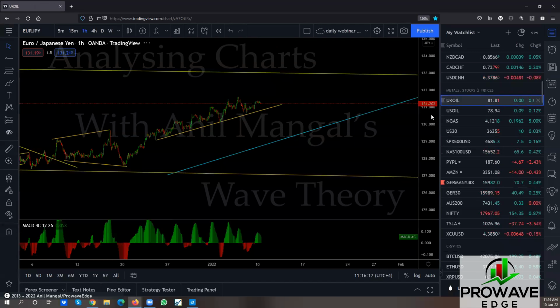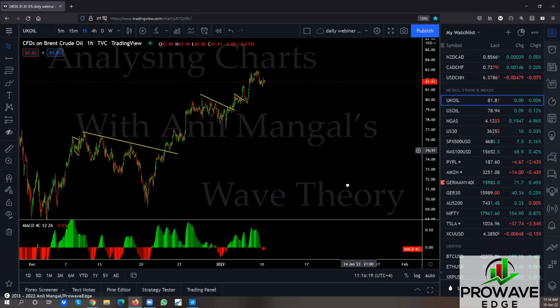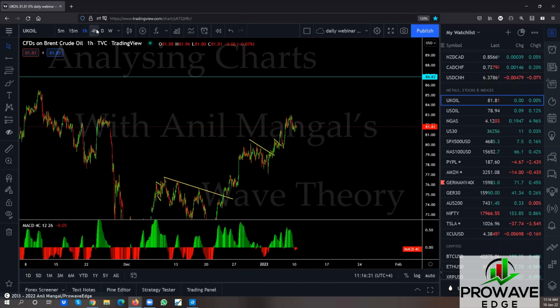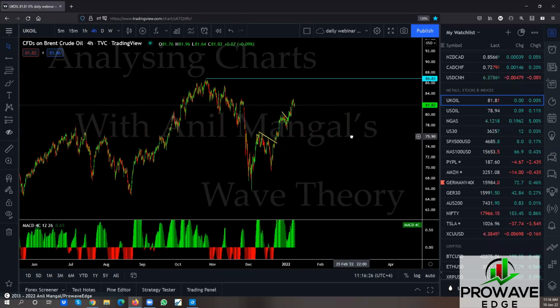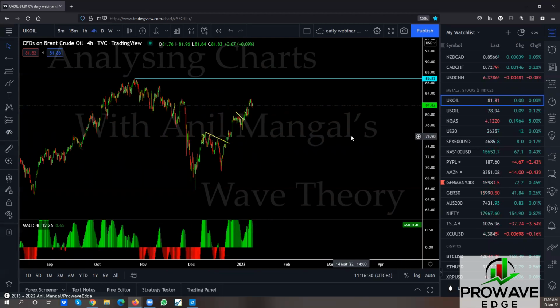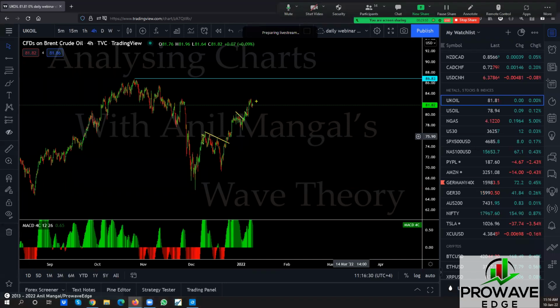Let's look at some of these very quick. Oil, upside, and we could go all the way back to the top here. We could get back all the way to the top. It will still be a flat, which means it's a B part of the flat, which means it's going to be a regular flat or a running flat, depending on where we break this. If you get buy setups here, go for it. If you get sell setups, go for it.